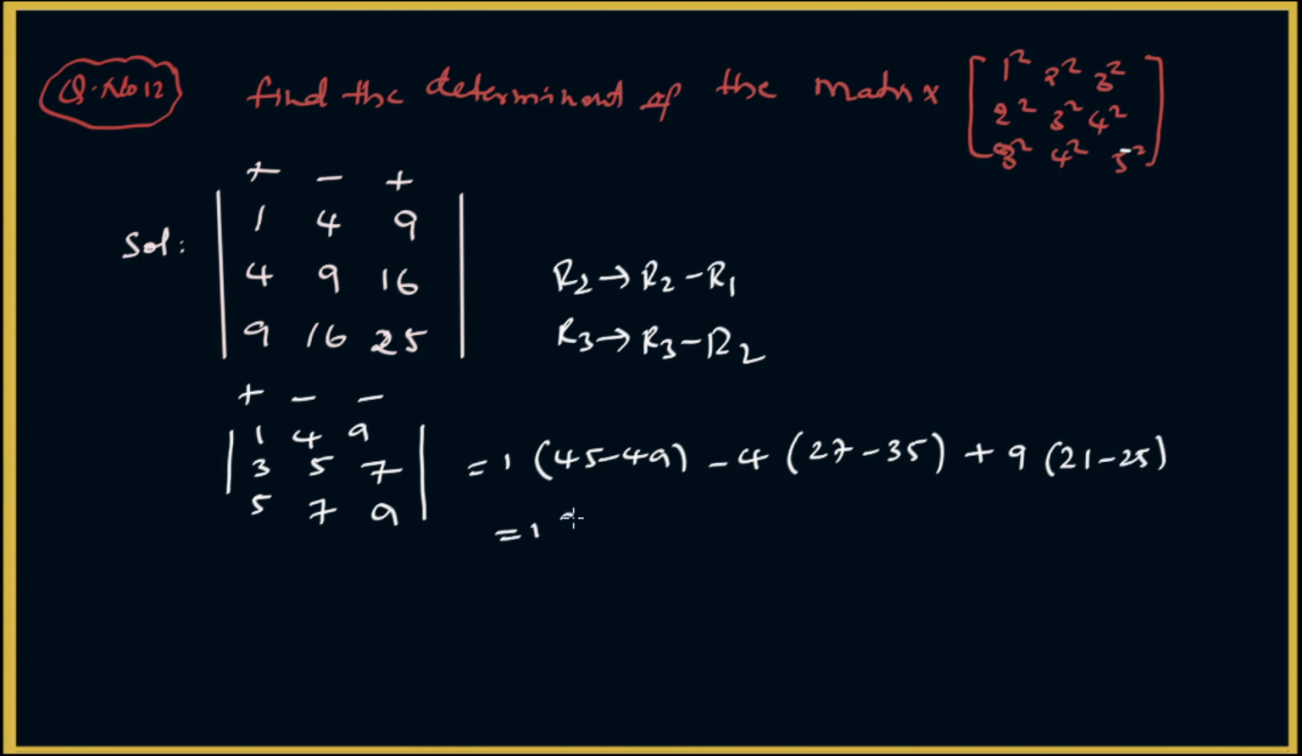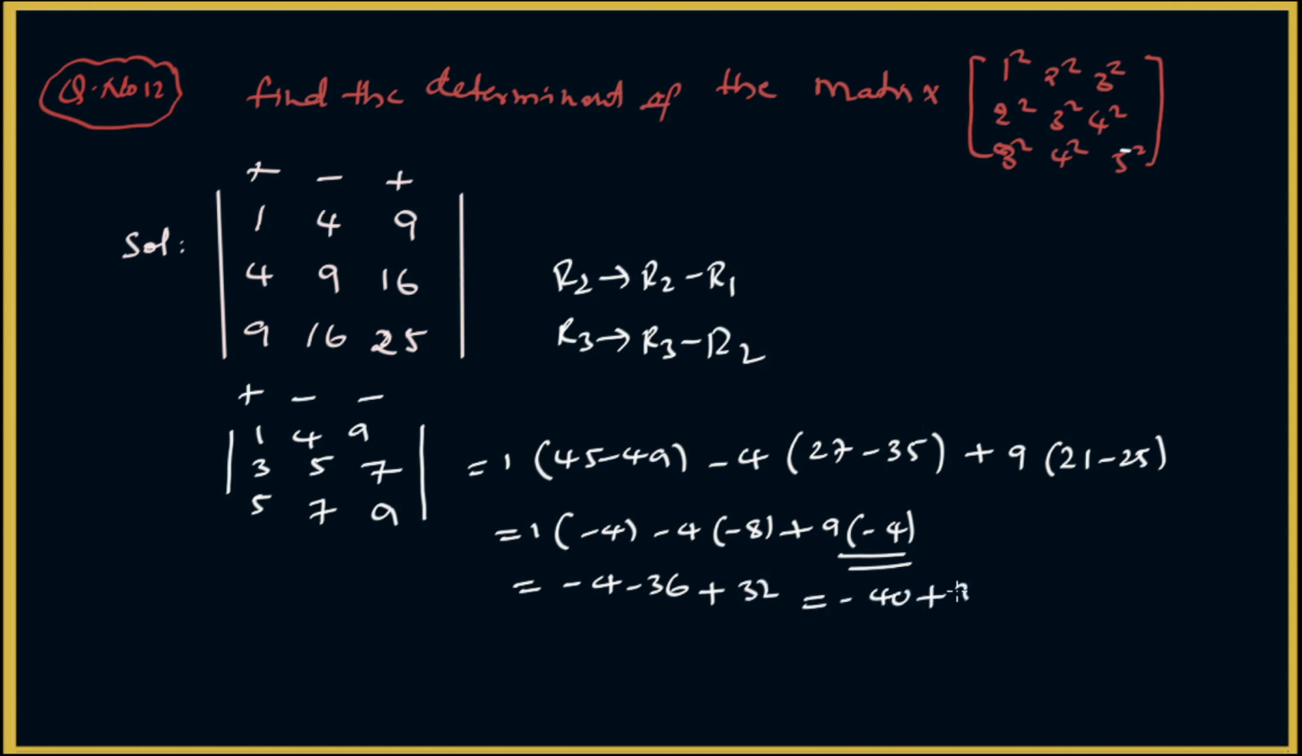So here 1 times of 45 minus 49 is minus 4. Minus 4 times of 27 minus 35 is minus 8, plus 9 times of 21 minus 25 is minus 4. So 1 4s are minus 4, and I am writing this one first, 9 4s are minus 36, minus into minus 8 4s are 32. So minus 40 plus 32 is how much? Minus 8. Therefore, the determinant of the given matrix is minus 8.